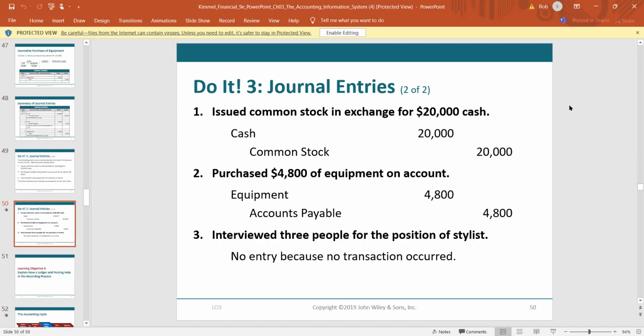First one, issued stock. We debit cash and we credit common stock. We bought equipment, 4,800. Debit equipment, credit accounts payable. And they interviewed 3 people for the position of stylist. There's nothing there. There's no meat there. It's just no entry. It's good to know.